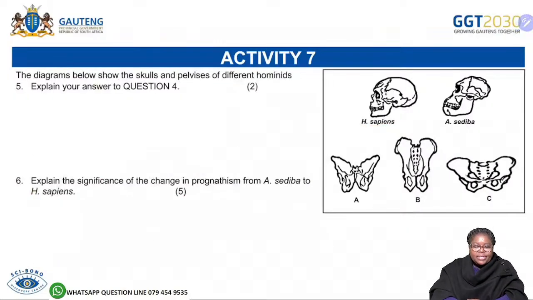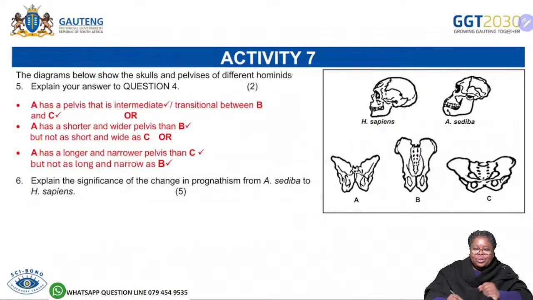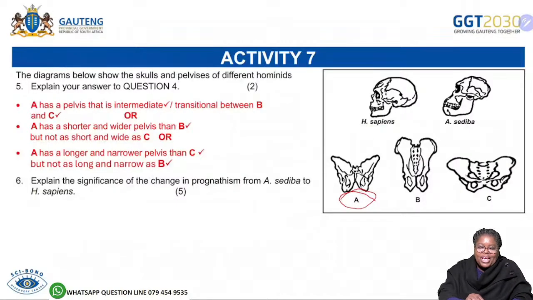Right? Next, the diagram shows the skulls and pelvises. Explain why you chose A to be a transitional species. So A, this one, remember we said is a transitional species because it has got intermediate characteristics. So, explain your answer. A has a pelvis that is intermediate, is transitional. A is transitional between B and C.